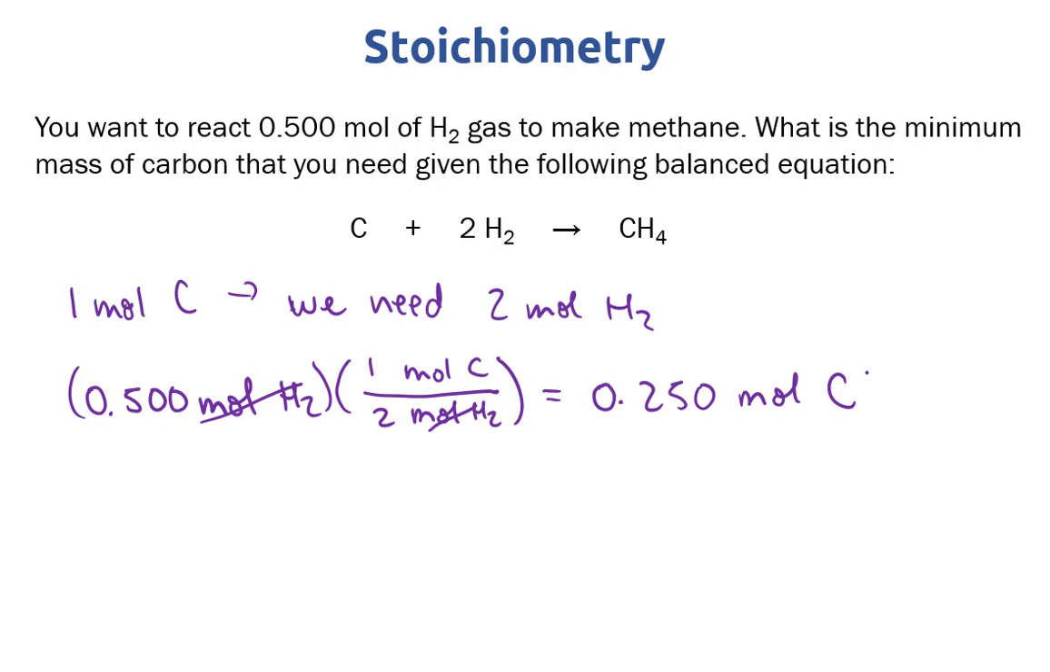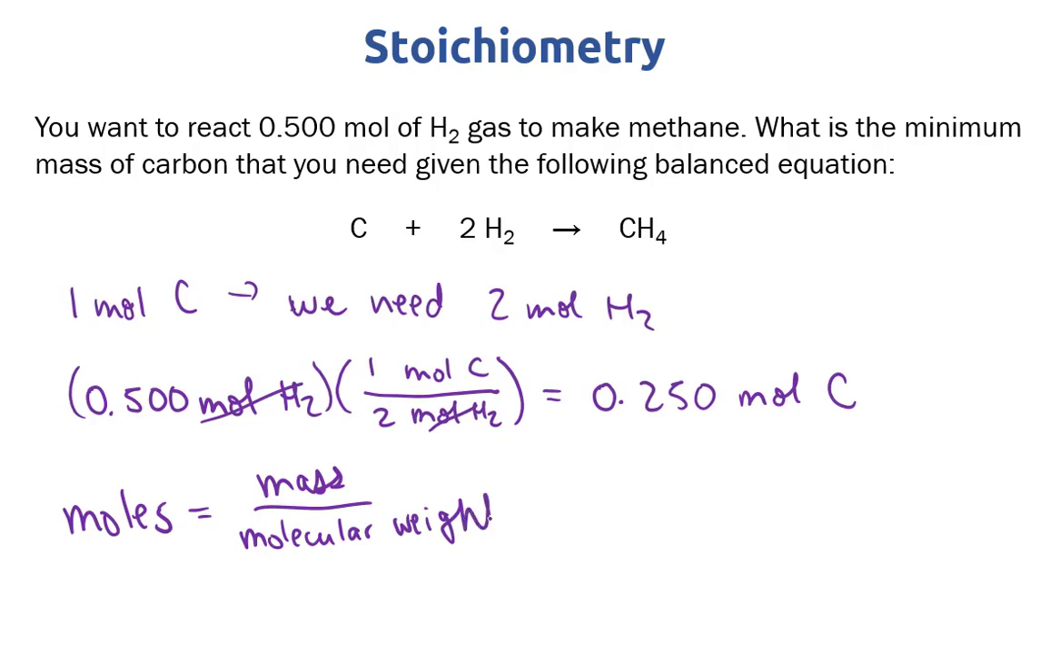So that's in terms of moles, but this question says, what is the minimum mass of carbon that we need? We can't just stop here and say, well, that was our 1-to-2 ratio, that's how many moles we need. Now we need to convert this into mass. How we can do that is by using the equation we saw earlier. Remember, it said moles is equal to mass divided by molecular weight.